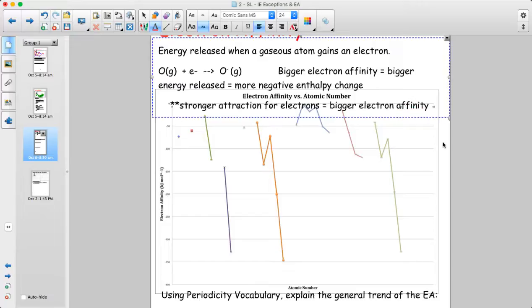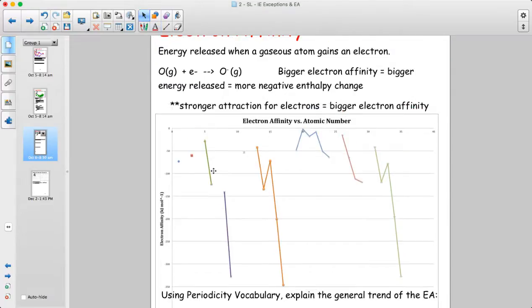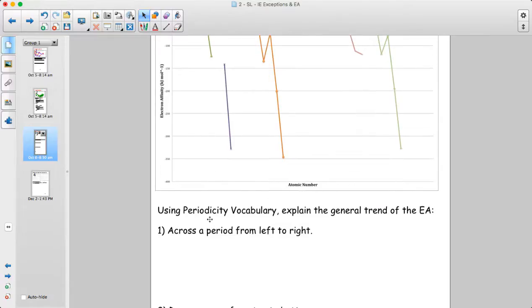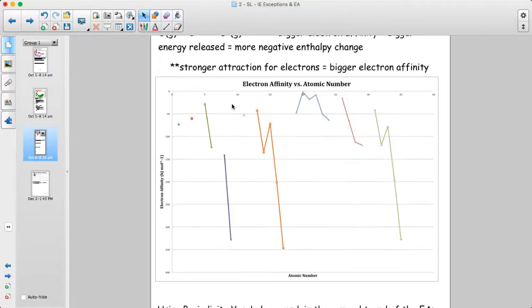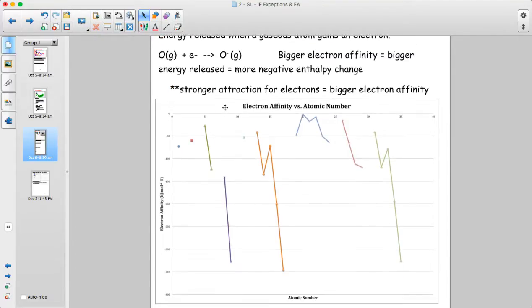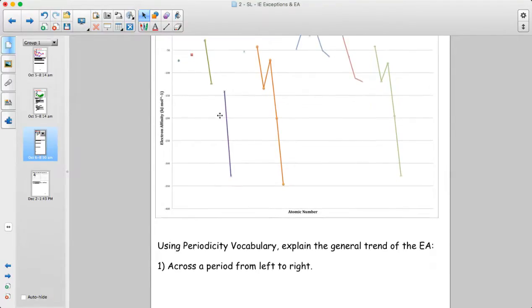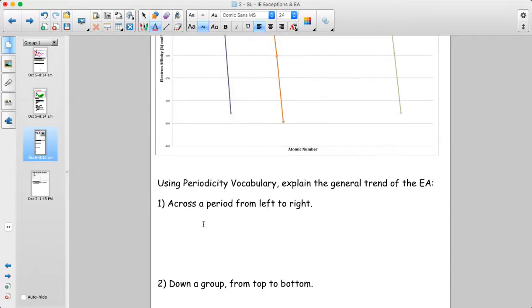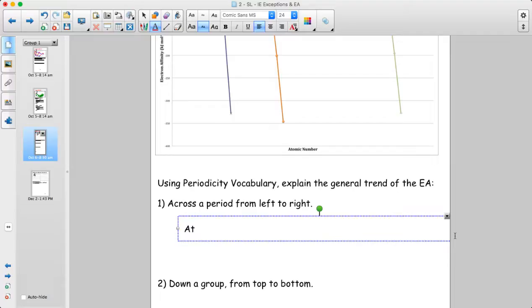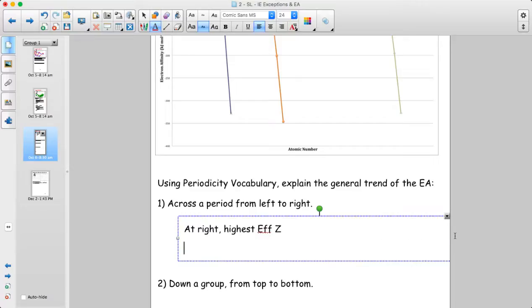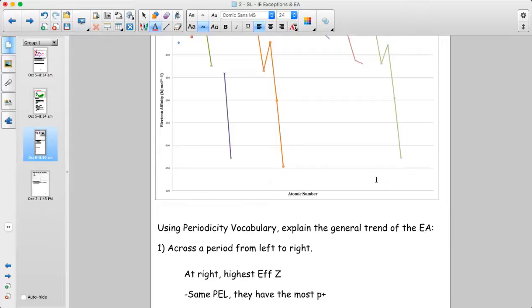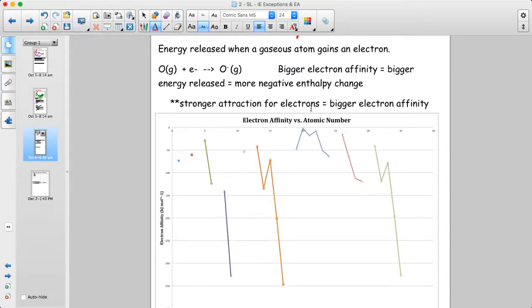So this property is a little bit confusing because of the negative, because we haven't talked about enthalpy yet in much detail. But essentially what you see is it's going to look like the opposite of ionization energy. We know that the elements to the right of the periodic table have the highest effective nuclear attraction, because for their row, for the same PEL, they have the most protons. And so we would expect that the elements at the right of each row would have high electron affinity values. They have the strongest attraction for electrons.